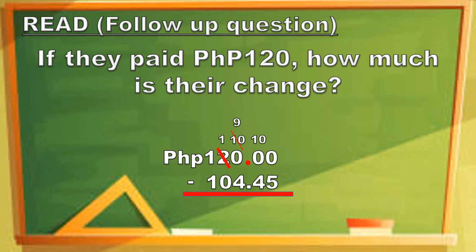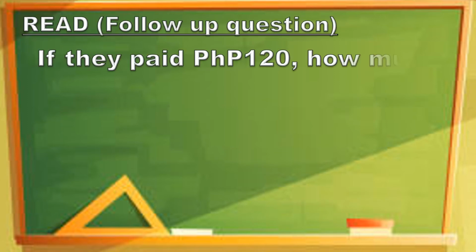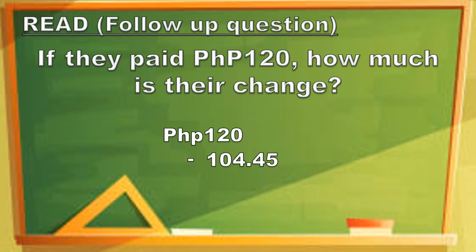This 10 can now lend 1 to the 0 at its right. So, this 10 will become 9 and our first 0 will become 10. Okay, so we can now subtract. So this is 10, this is 9, this is 9, this is 1. This is what we usually do, right? Okay, so let's now subtract.